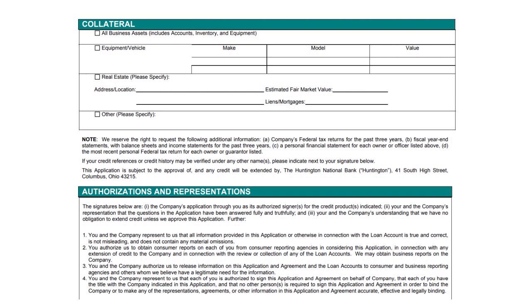Next, they have authorization and representations. This is purely legal. You want to read this. This is important, especially if you are going for a high amount business loan. You want to read that, make sure that you understand. If you don't understand, please hire a lawyer or have a lawyer read through everything before you sign.